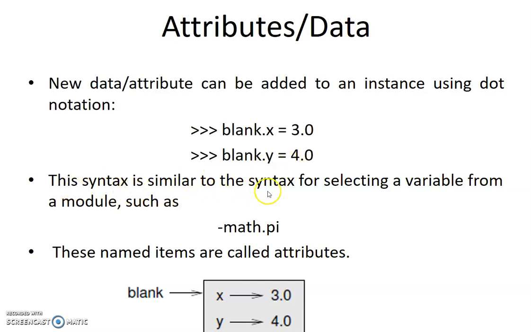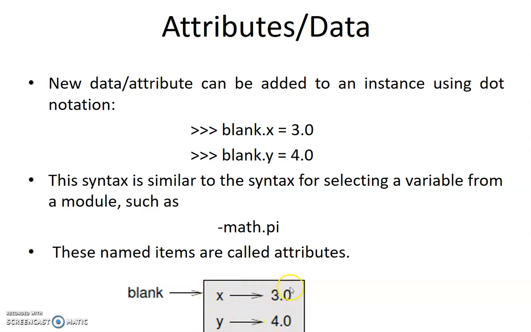This syntax is similar to the syntax for selecting a variable from a module. We already know how we access variables from a module: the name of the module, dot, the name of the variable we are accessing. These named items are called attributes. So here is a syntactical representation of attributes and how it works. The blank is a variable. This x and y are the attributes.